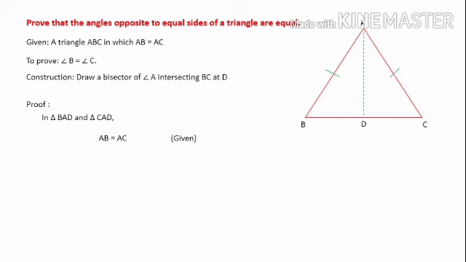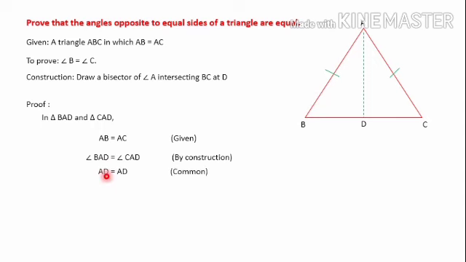Let's go for proving the congruency. AB and AC are equal. In the first triangle there is AB, and in the second triangle there is AC. So side AB and side AC are equal. That is our given condition. Next, angle BAD and angle CAD are equal. This is because of our construction, because we have drawn AD, the bisector of angle A.